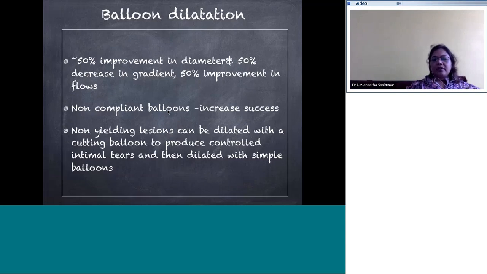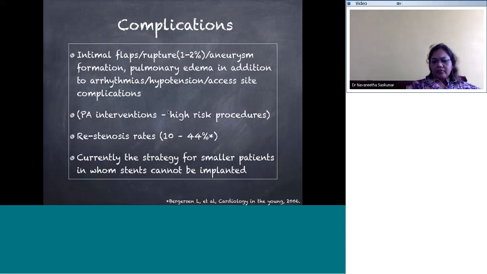So what do you expect? If you get approximately 50% improvement in diameter and 50% decrease in gradient, this is an acceptable result. And on flow studies, it has been found that essentially most of the effective balloon dilatation cause at least 50% improvement in flows. So as I already mentioned, non-compliant balloons with higher rated burst pressures increase success, and non-yielding lesions can be dilated with a cutting balloon and then dilated with simple balloons.